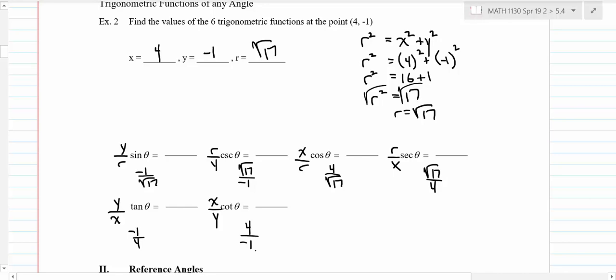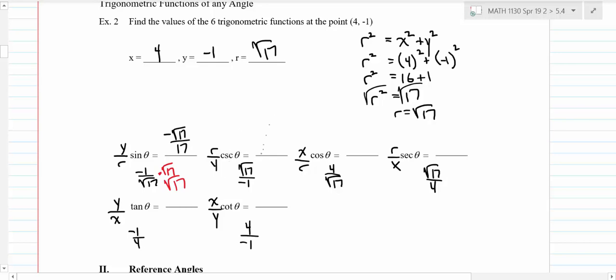So you should be getting root 17 for r. Is that working? Okay. All right, that's your Pythagorean theorem. And then once you get the r, it's just a matter of plugging them in. So let's see, the sine is y over r, so that's negative 1 over root 17. And be sure to rationalize that. So you should get negative square root of 17 over 17 for sine.